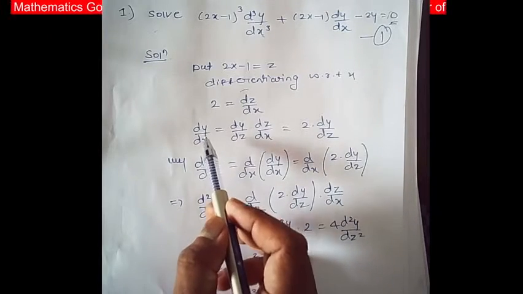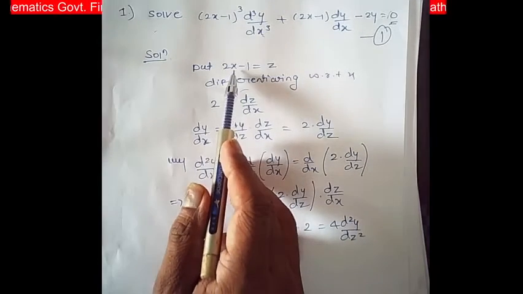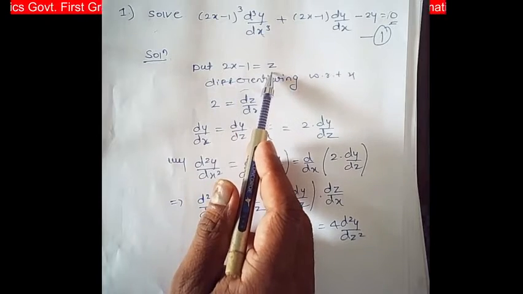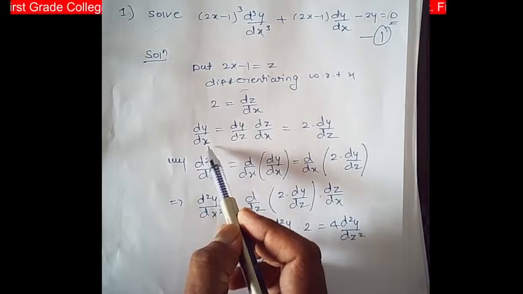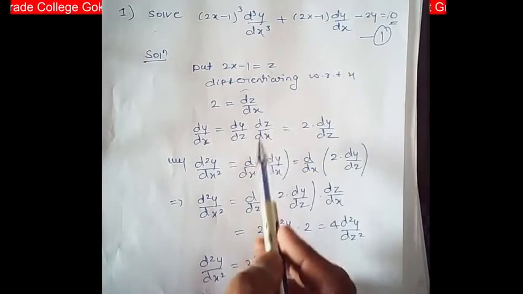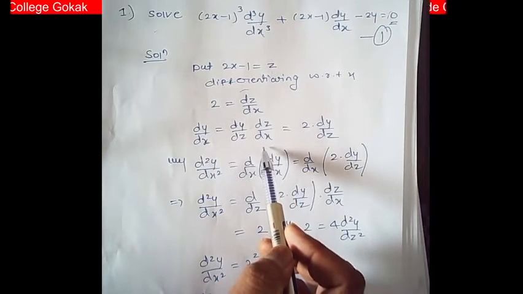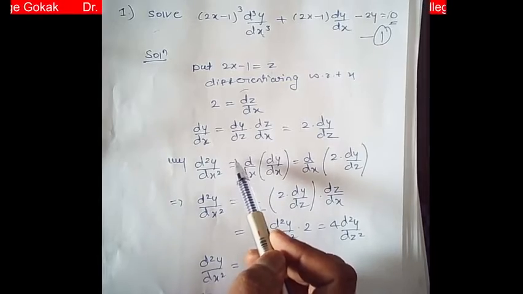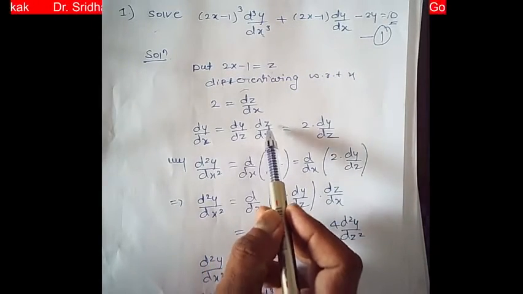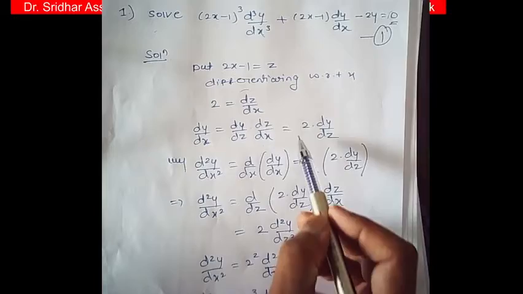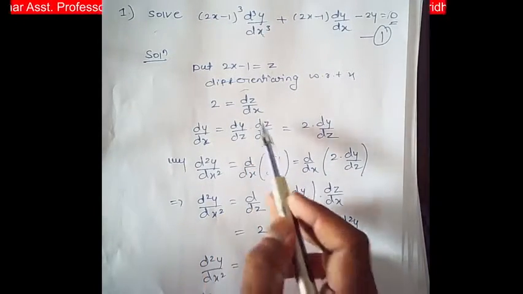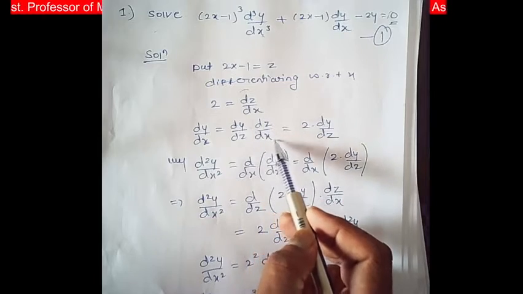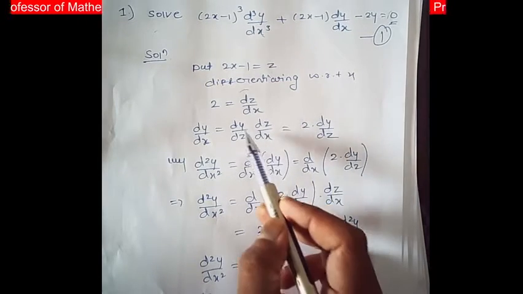So why have we done this? Because y is a function of z, and z is a function of x. So while differentiating with respect to x, first we differentiate with respect to z and then z with respect to x. That is by chain rule. So dy by dz into dz by dx, and dz by dx we already found is 2, so we get 2 into dy by dz.